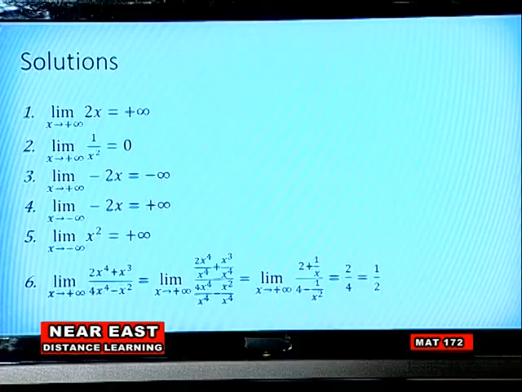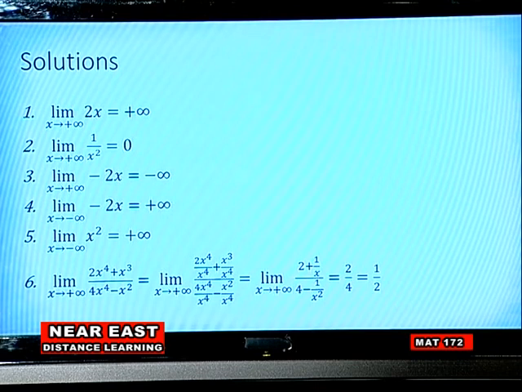If x is minus 100, f of x will be minus 100 squared, which is 10,000. So as x is moving towards minus infinity, f of x will go to plus infinity. So this limit also does not exist. Numbers 1, 3, 4, and 5 have no limit.